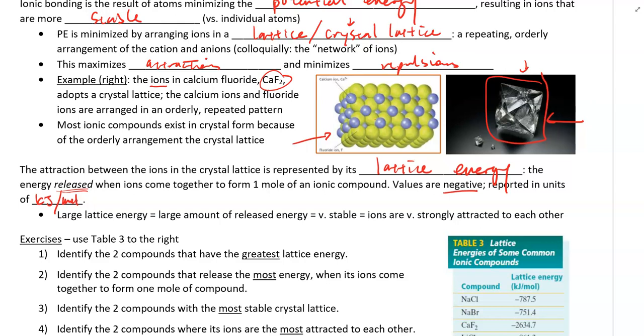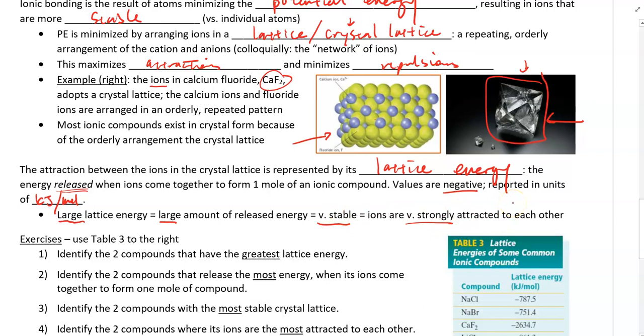So let's try this out. First of all, large lattice energy. This means that a large amount of energy was released. High lattice energy means that a lot of energy was released, which means that the resulting ions have become more stable. And therefore, because they're more stable, these ions are more strongly attracted to each other. So once again, large lattice energy means you give off a lot of energy. Large amounts of released energy means it's very stable, which means that these attractions are very strong.